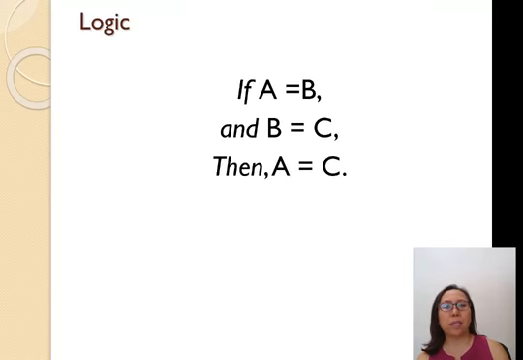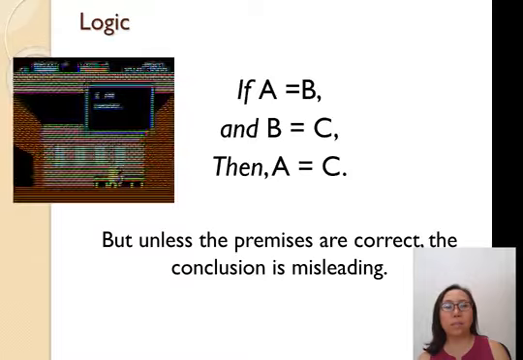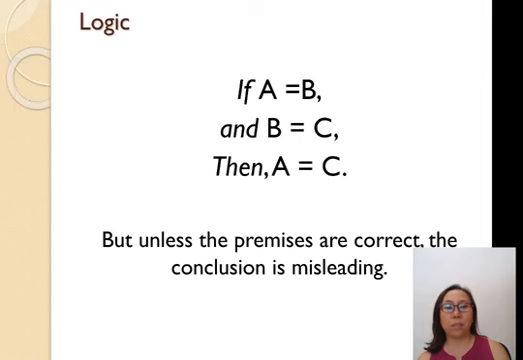So how about logic? Logic looks something like this. If A equals B and B equals C, then A must equal C. Right? The limitation with this logic is that unless the premises, the first 2 premises in this case, are correct, the conclusion is incorrect or is misleading. So there's very little room for any error in logic.